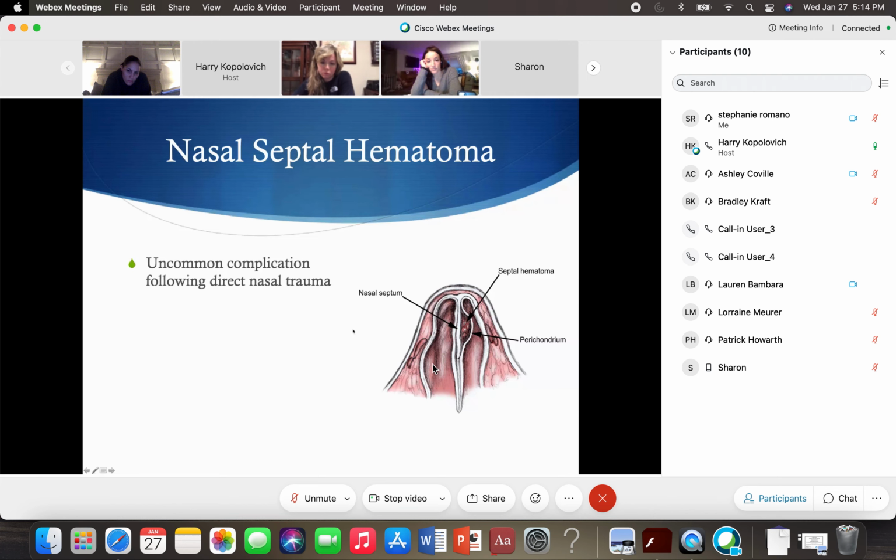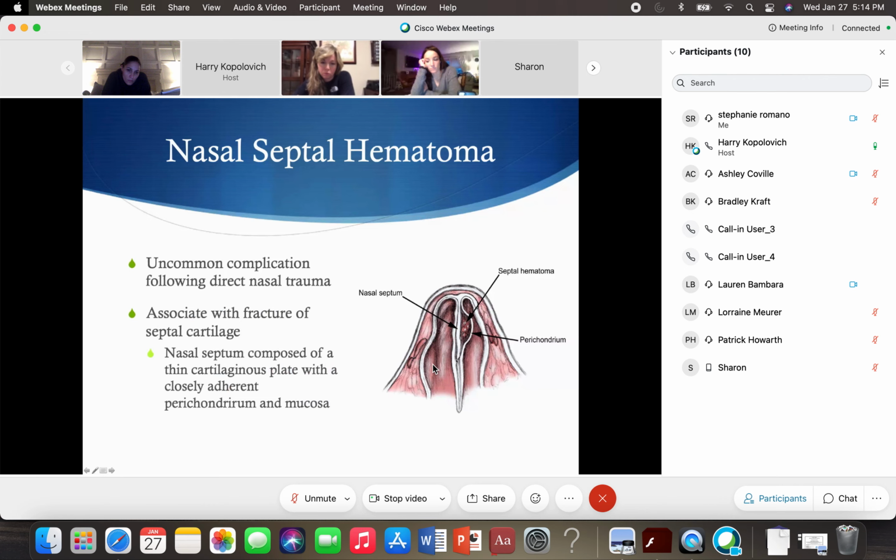It's really uncommon, but it's one of these things that it behooves us to look at. It takes an extra second to take a light and just take a look up their nose to make sure that there's not a septal hematoma. The big thing is that if they have a septal hematoma on one side, don't stop there. Look on the other side. They may have bilateral septal hematomas.